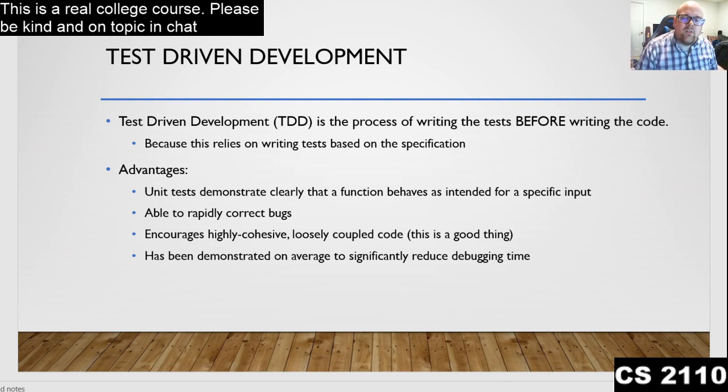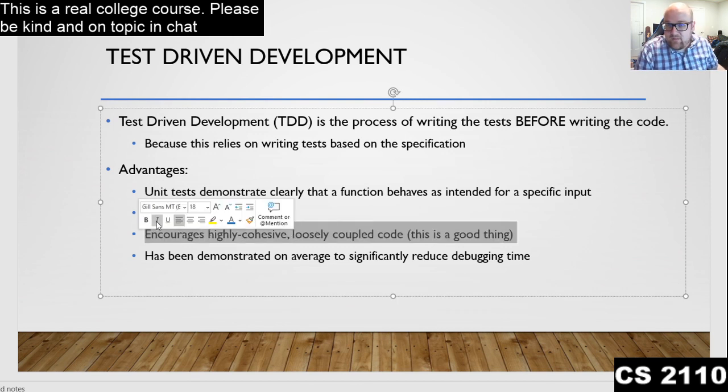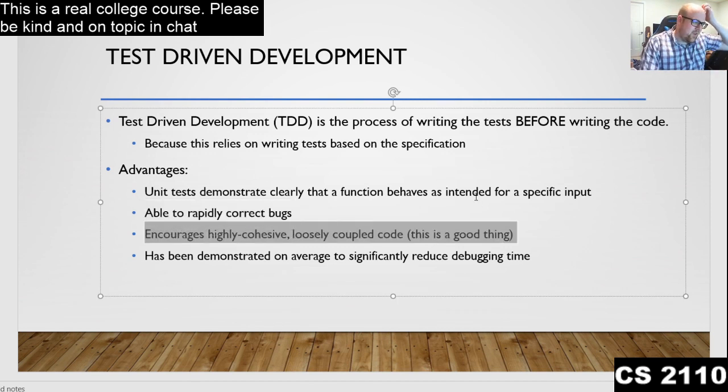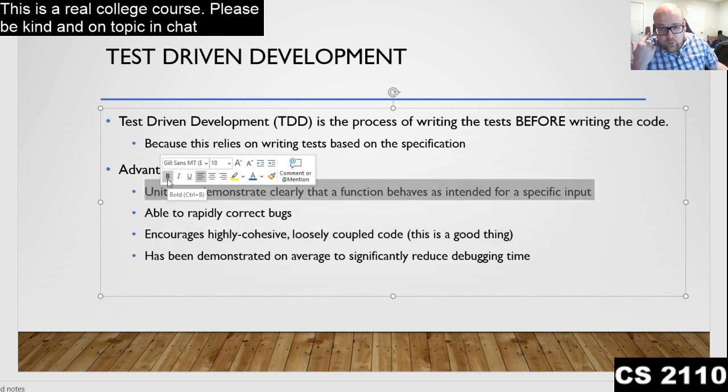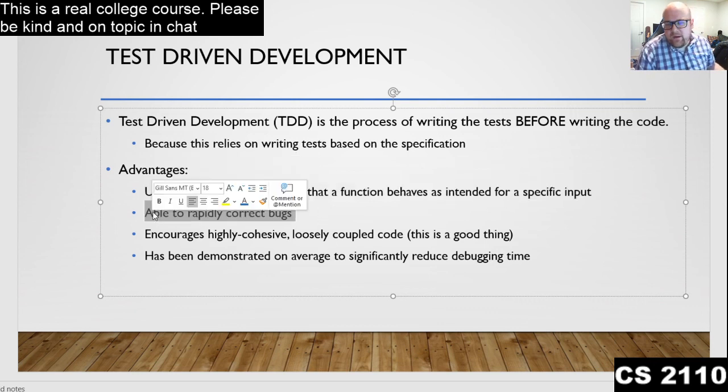It turns out that test-driven development has been studied and shown to be more efficient. You will ultimately save time if you do test-driven development. That is, you write the test before you write the code. It encourages you to write highly cohesive, loosely coupled code. And I know you don't know what that means yet, but it's a good thing. The unit tests are a way to formalize in your mind what the function should be doing. And it enables you to rapidly correct bugs, because as soon as you introduce the bug and run the test, you'll notice it fails. You can fix it immediately.